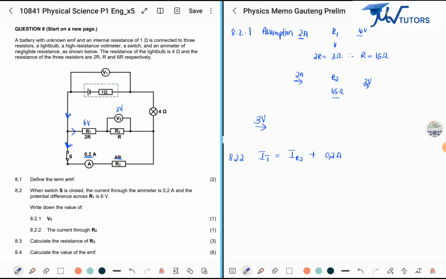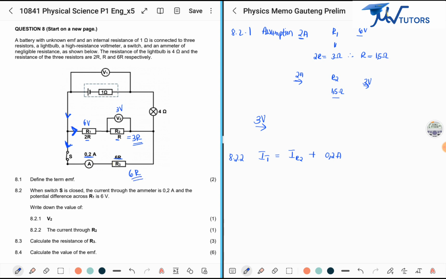And if through this 6R we have 0.2 amperes passing through, how much would be passing over here? Let me put it this way. The current passing through here, the resistance that it goes through is basically 6R. The current going through here, the resistance it's going through is R plus 2R, which is 3R.